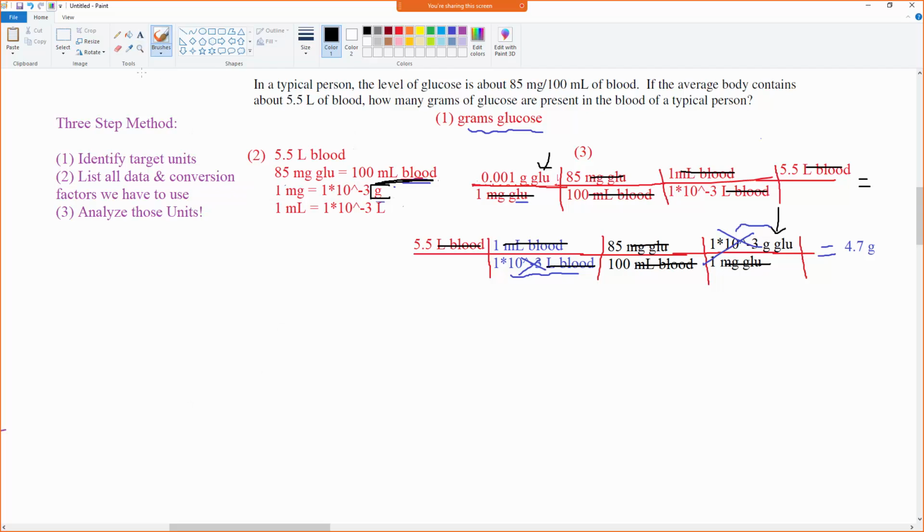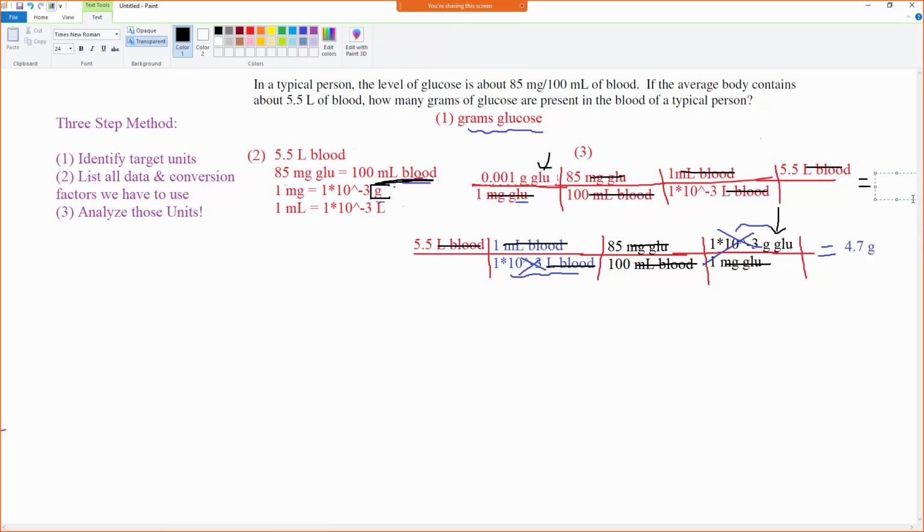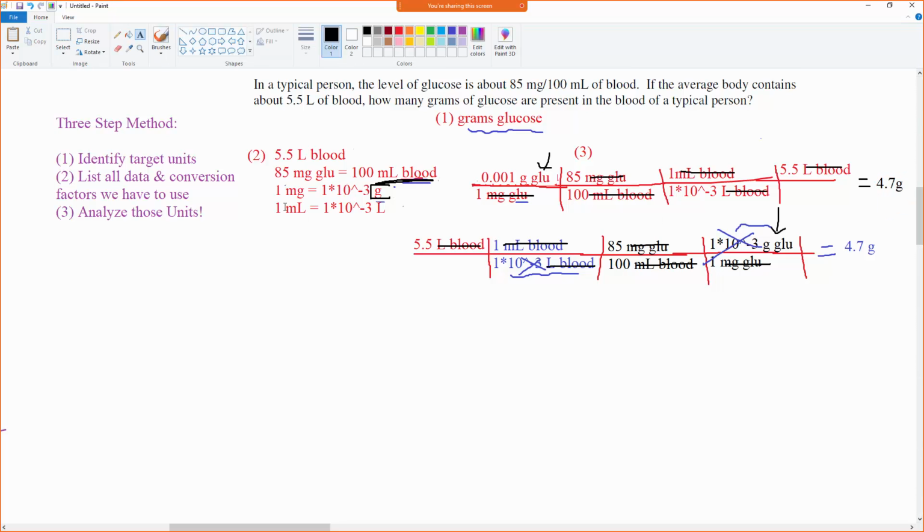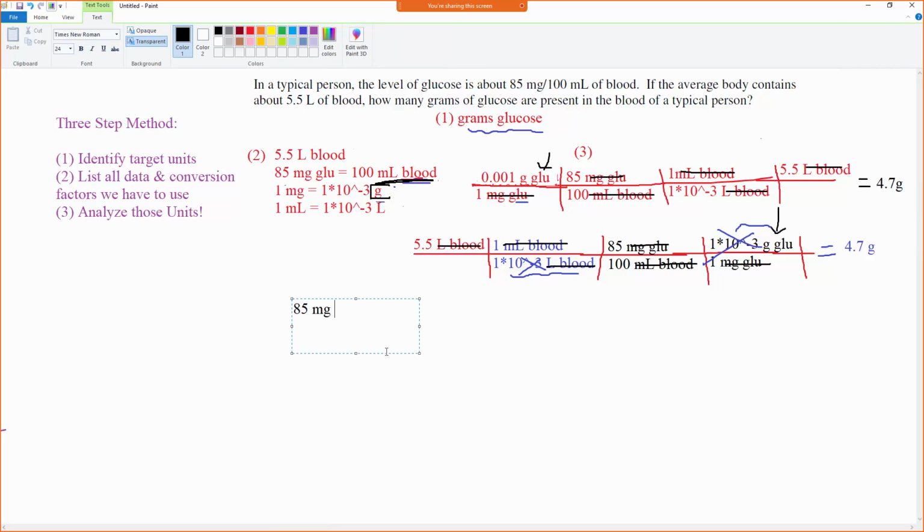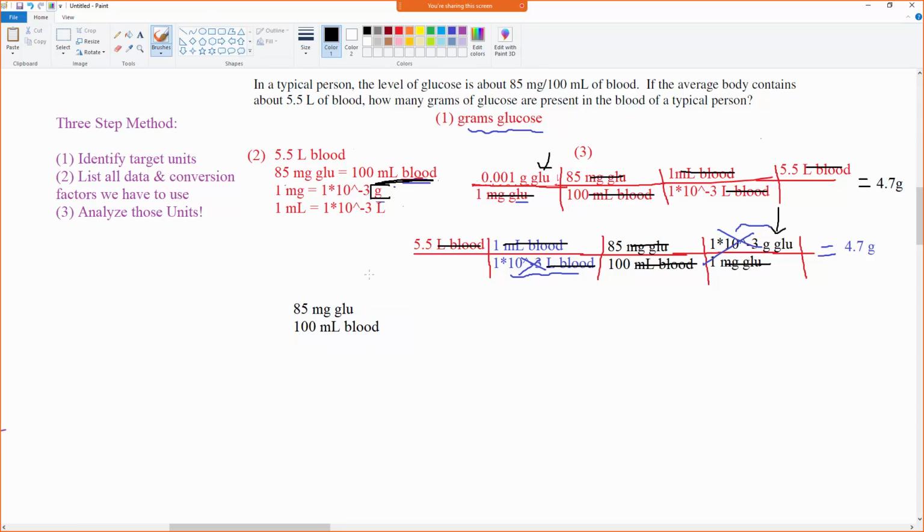Now David did it a completely different way, which was also totally fine, right? The name of the game is assembling these to cancel everything out except for grams of glucose. And he started not at the end with liters of blood and not at the beginning with grams of glucose, but rather with this conversion factor, because he knew he wanted the mass of glucose on top. So he just started with, hey, I've got 85 milligrams of glucose in every 100 milliliters of blood. And then he said, where do I go from there, right?